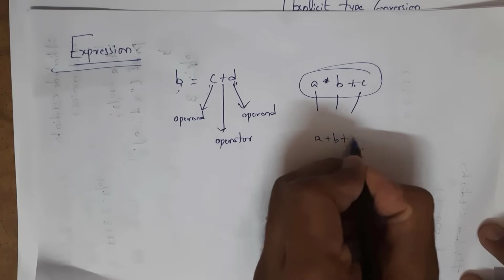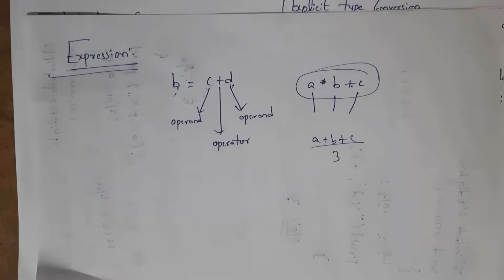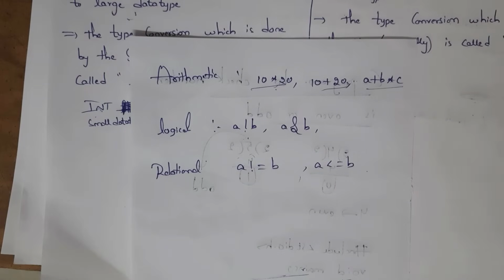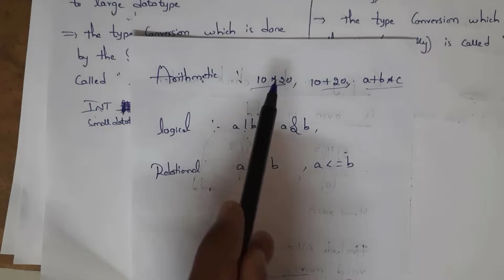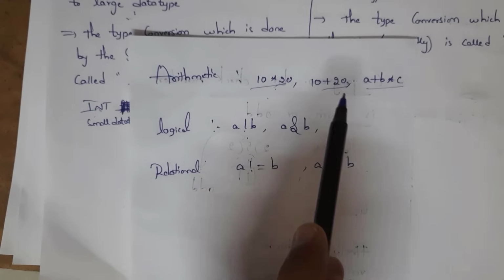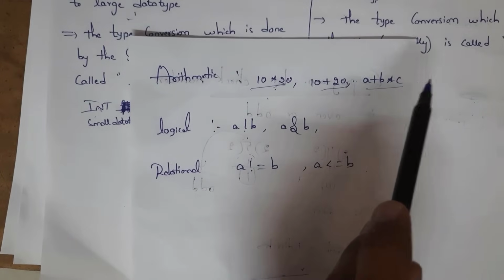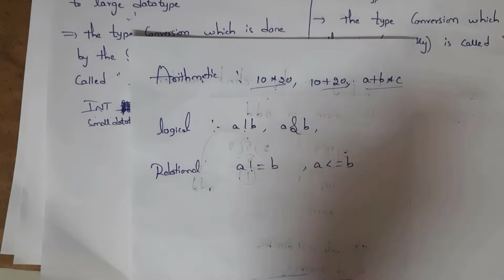A plus b plus c by 3 is also an expression. An expression is a combination of operands and operators. There are various types of expressions. These are examples of arithmetic expressions like 10 into 20, 10 plus 20, a plus b into c. All these are examples of arithmetic expressions.